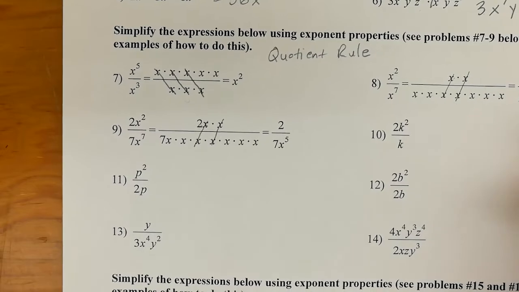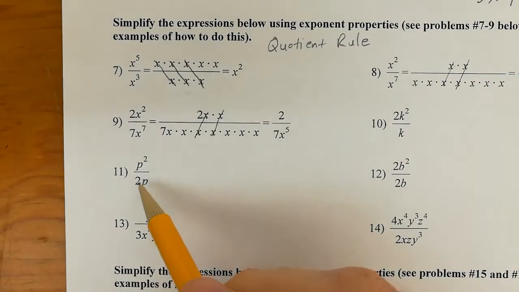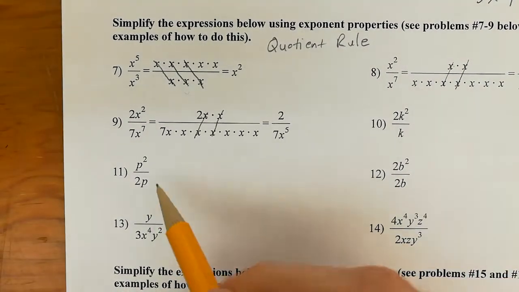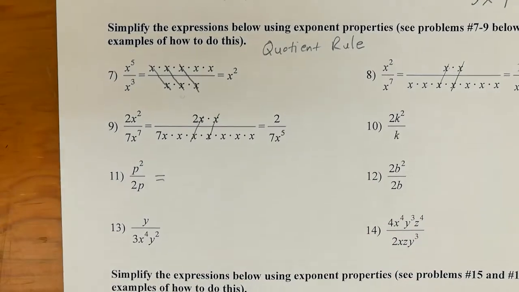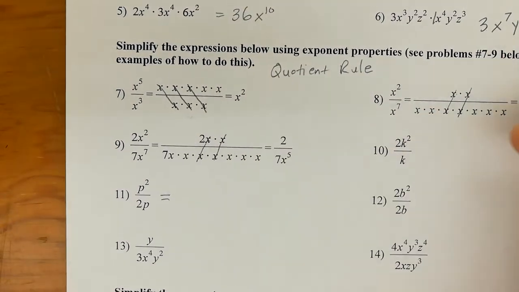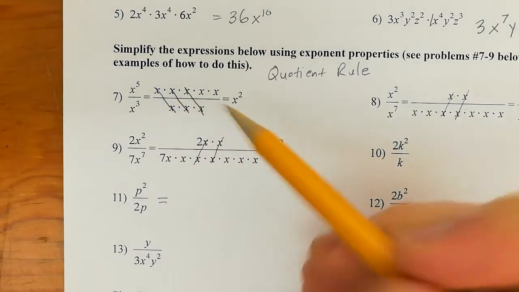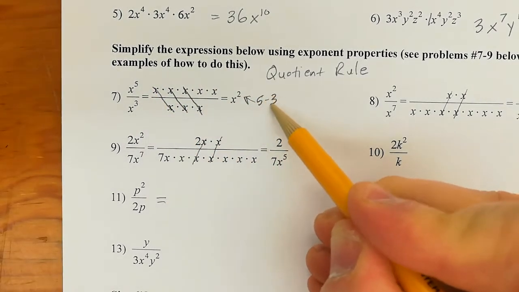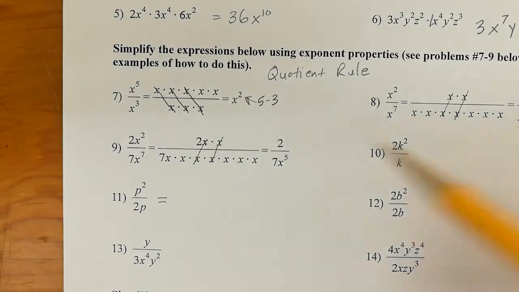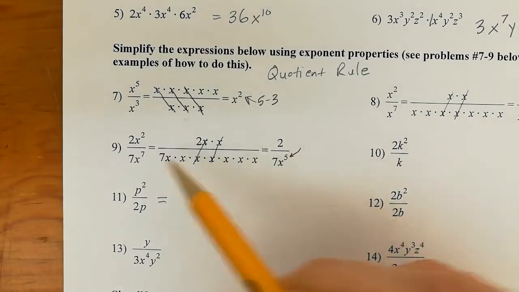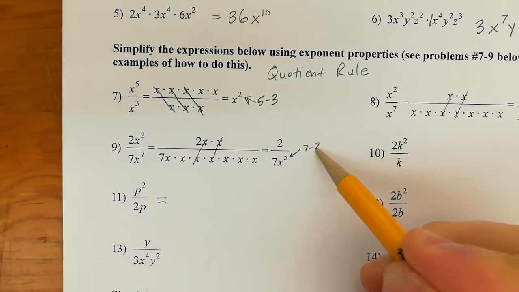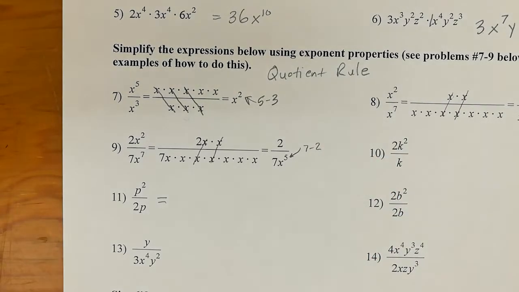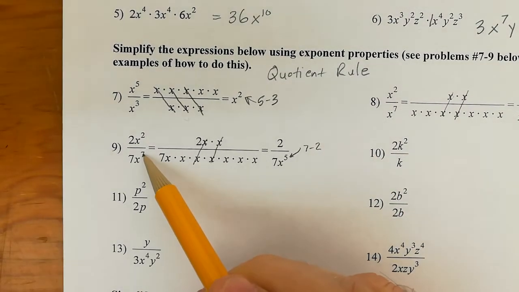All right, let me do number 11 here. You could expand it out if you want. Oh, the shortcut here. What's the shortcut, rather than expanding out? Well, notice this exponent is the result of 5 minus 3. So you can just subtract the exponents. This exponent here is the result of 7 minus 2. Notice if you want to end up with a positive exponent, you always go larger minus smaller.